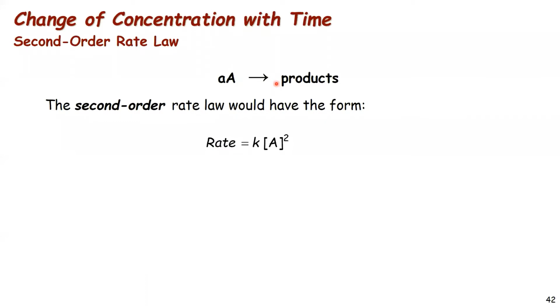Okay. Next, let's switch to the second order equation. So again, we're still looking at this very simple situation where we have a single reactant going to products. And if it's going to be second order with only a single reactant, that means the rate law is going to be rate is equal to k times the concentration of our reactant raised to the second, again, since it's second order. Again, that would be the rate of disappearance. So this would be the individual disappearance of A.